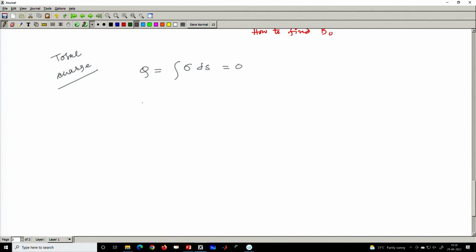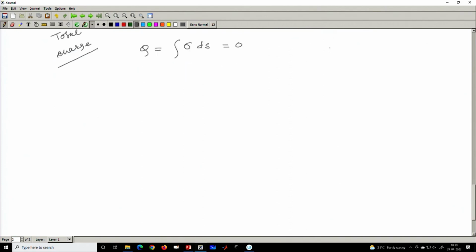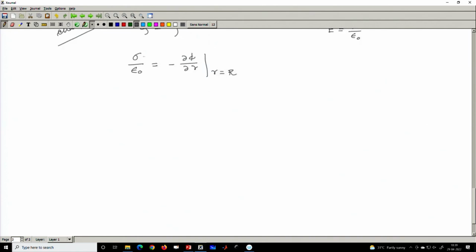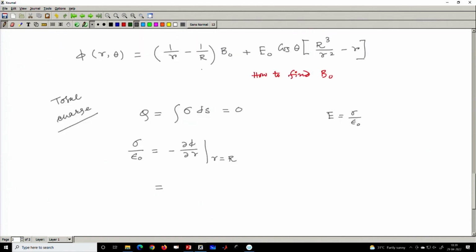And we know the relationship between the charge density and the potential, because for a conductor, just above the conductor, the value of the electric field is this, and we are going to exploit this expression, and that simply gives us phi del r at r equal to R. That should be the expression where we can relate the surface charge density with the potential. Now phi is known, so if I take a derivative with respect to r, so this is my phi.